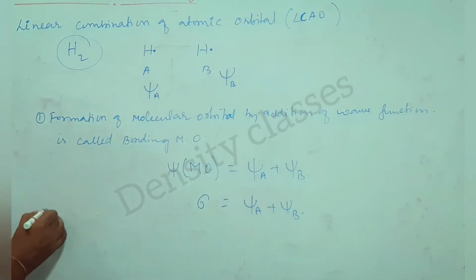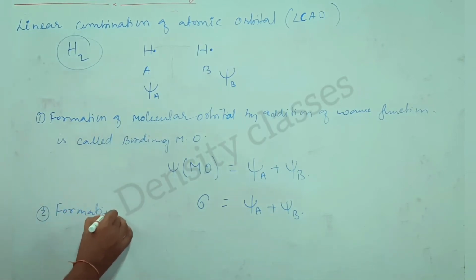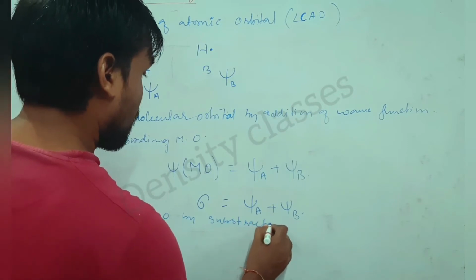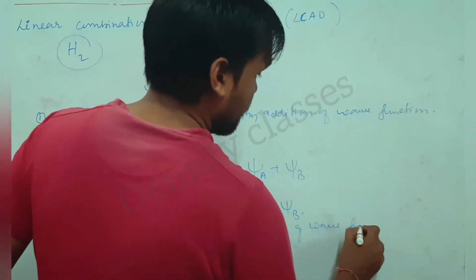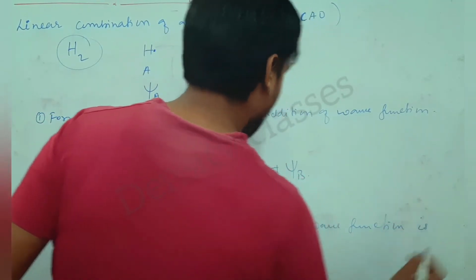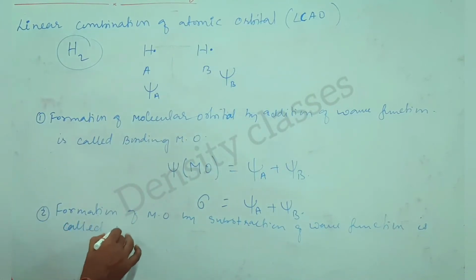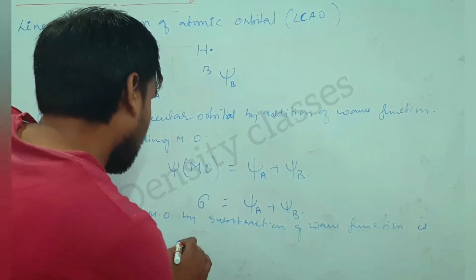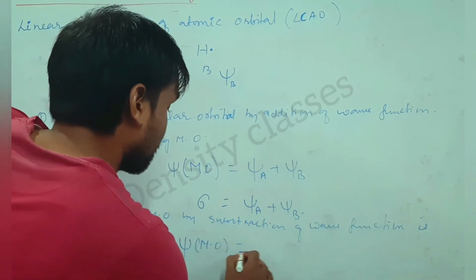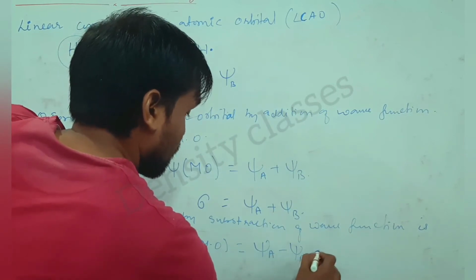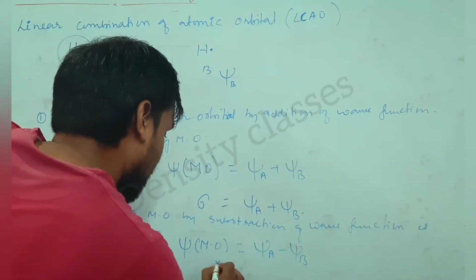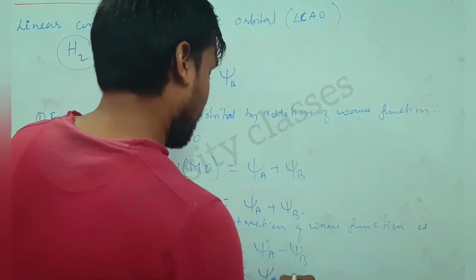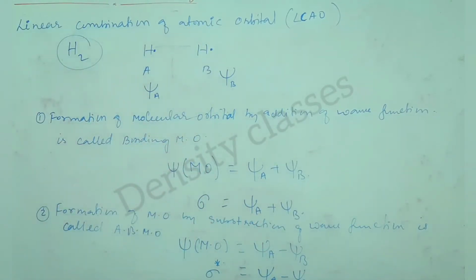Okay. Similarly, the formation of a molecular orbital by subtraction of wave functions is called antibonding MO, the antibonding molecular orbital. So we write the wave function of the molecular orbital equals the wave function of A minus the wave function of B. Got it? It is represented by sigma star. Always remember, the antibonding molecular orbital is represented by sigma star, the wave function of A minus the wave function of B.